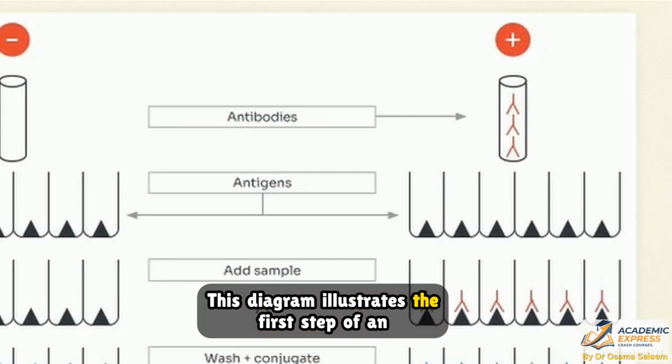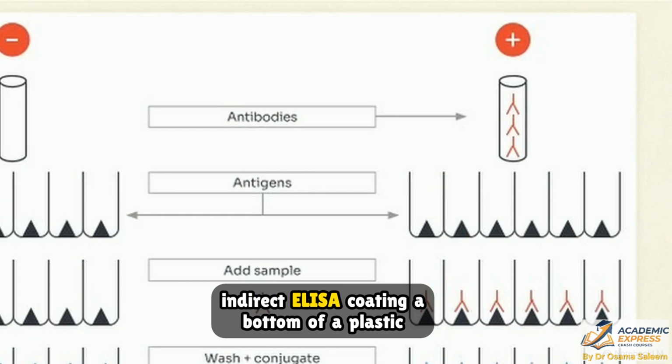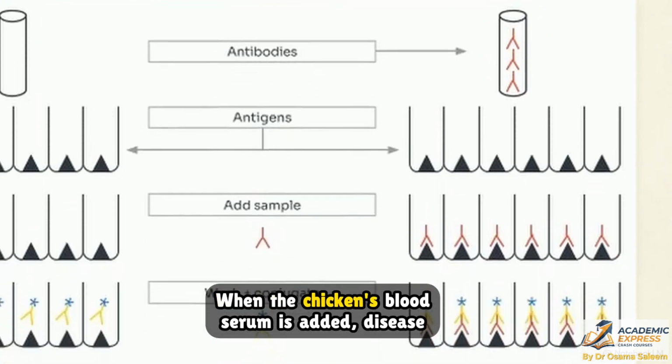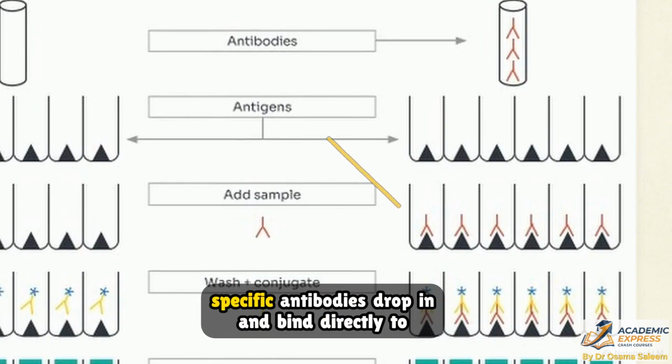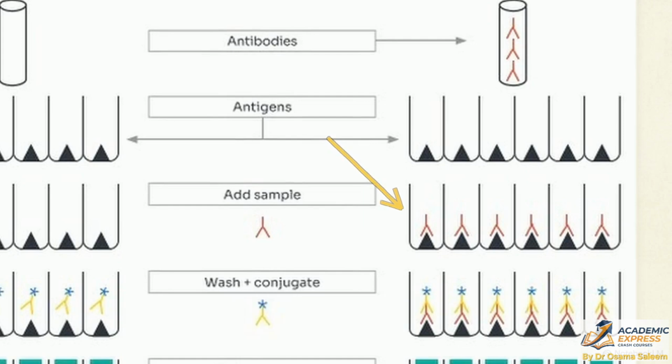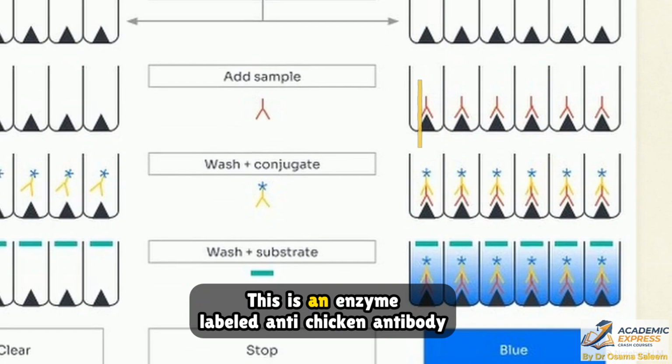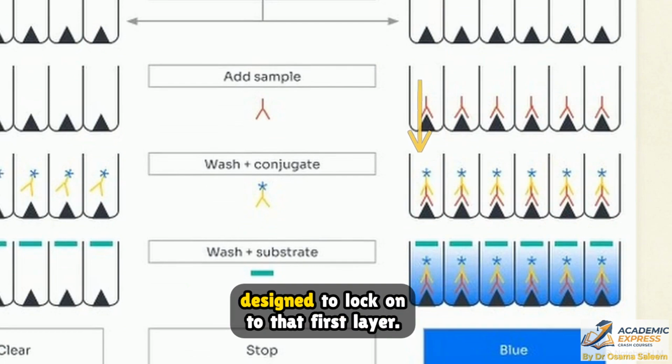This diagram illustrates the first step of an indirect ELISA, coating the bottom of a plastic well with a specific pathogen antigen. When the chicken's blood serum is added, disease-specific antibodies drop in and bind directly to those antigens. After a wash phase, a conjugate is introduced. This is an enzyme-labeled anti-chicken antibody designed to lock on to that first layer.